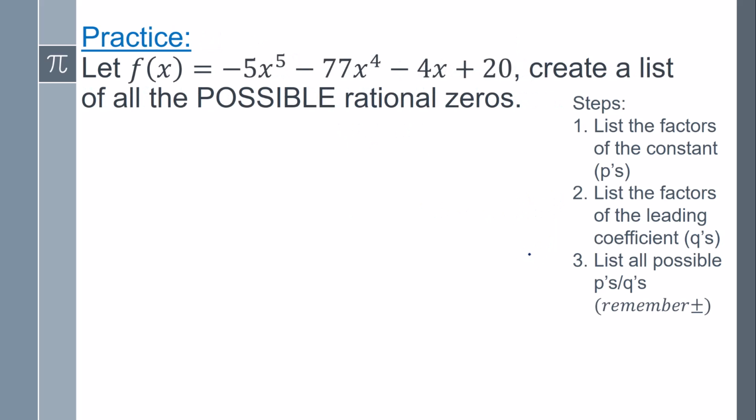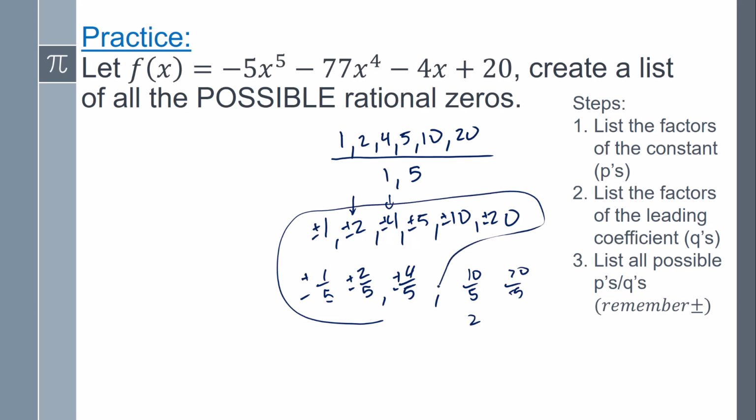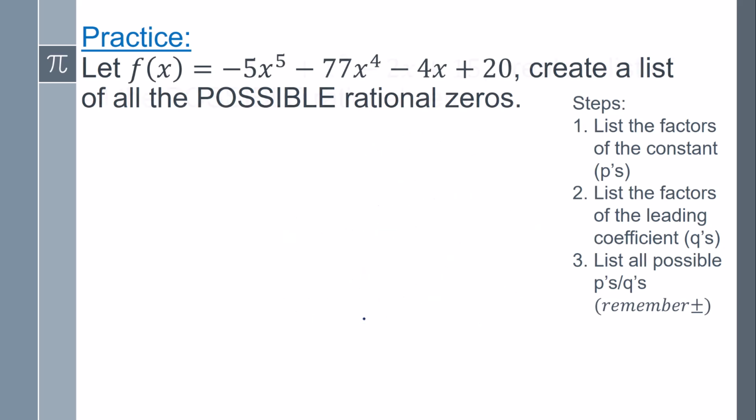I want you to try this one. Find the possible rational zeros. Okay, so this is our list. Now I just wanted to point out, you might be wondering, wait a minute, what about 10 over 5 or 20 over 5? Well, 10 over 5 is 2. Well, that's a repeat. I already have 2 there. 20 over 5 is 4. I already have a repeat. You don't need to list repeats. So this will be a list of my possible zeros.